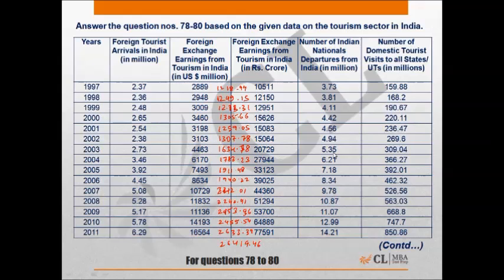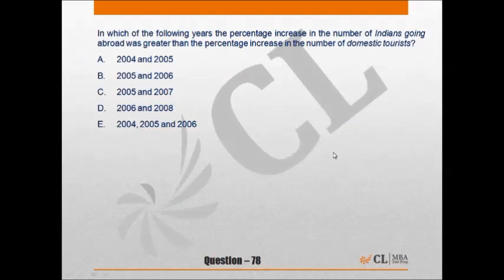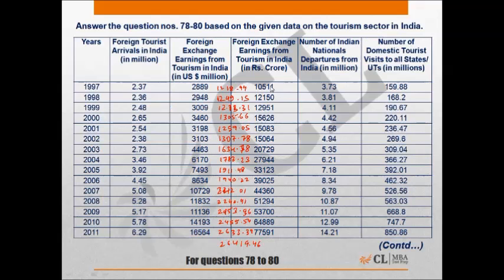One more thing we need to observe with the help of options: we have to find the given parameter for the years given in the options. By observation, we can see that there are 5 different years in which we have to check the given parameter, and these years are 2004, 5, 6, 7 and 8.